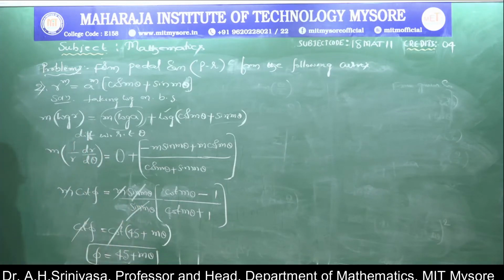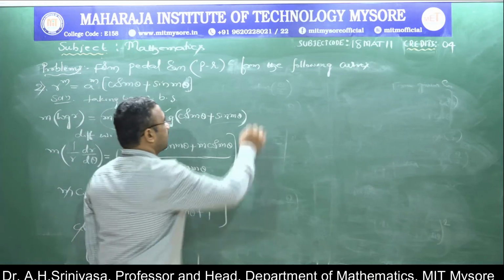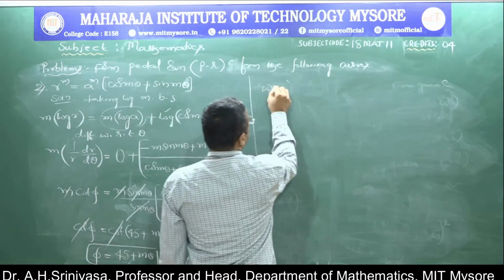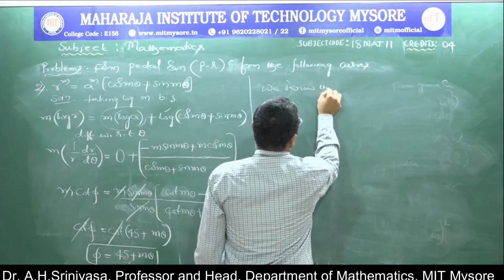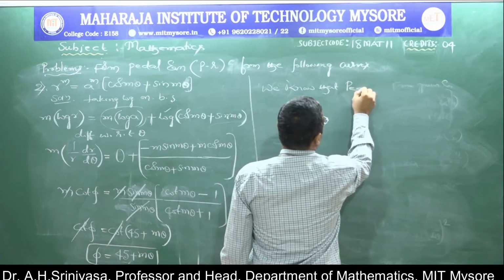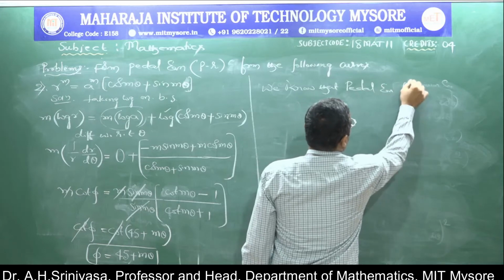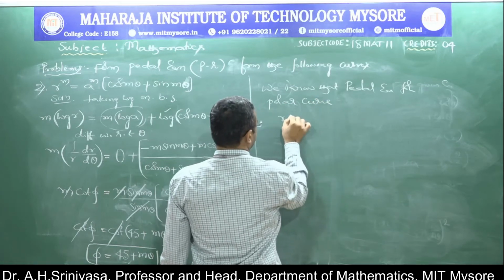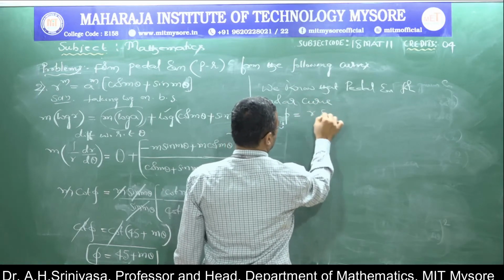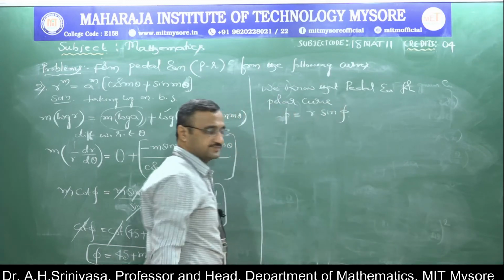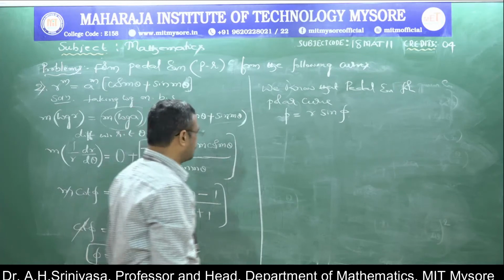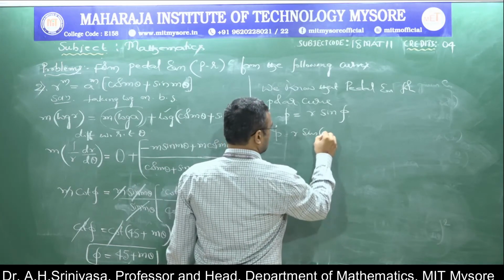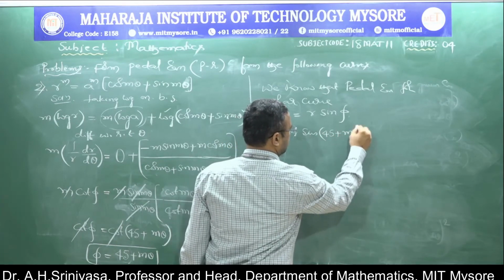Now you directly get the value of phi. So after getting this, now I have to apply this phi in the Pedal equation. We know that the Pedal equation for polar curve is P equal to R times sin phi. Okay. Now use this one. P equal to R into sin phi, where the value is 45 plus m theta.